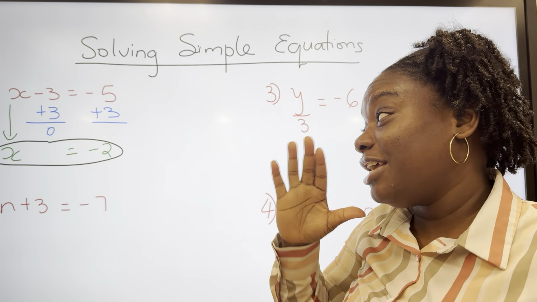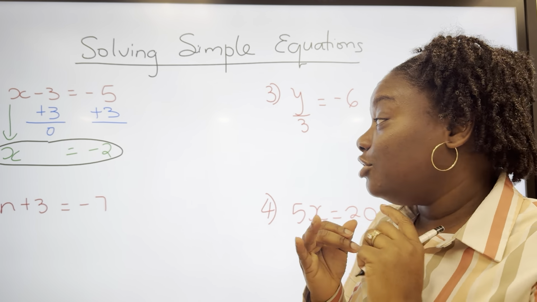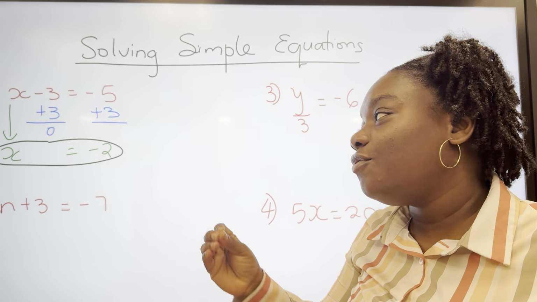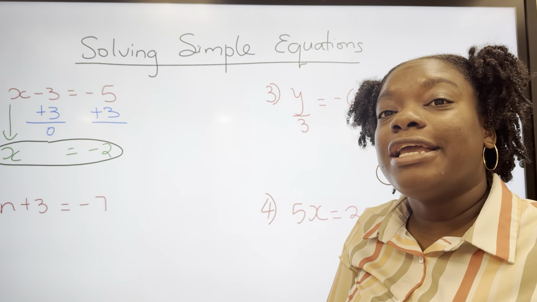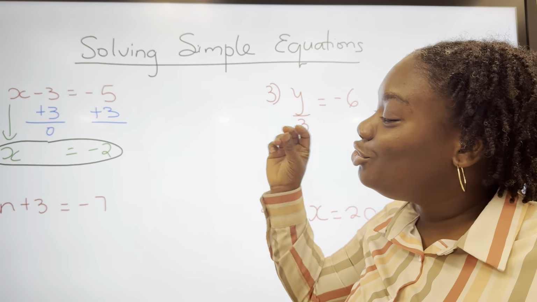Remember, the aim is to get the unknown on one side by itself, so that's the first thing. And 2, how do we do that? We use the inverse operation of what operation is being done. Good? And then the third thing is that we balance the equation. Anything you do on one side, you do to the next.